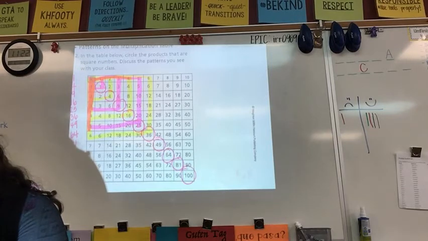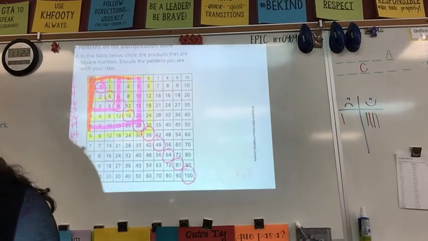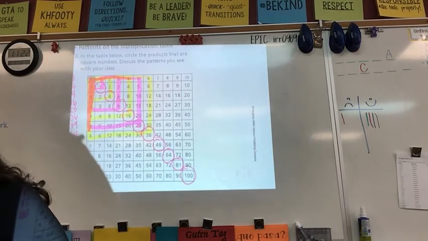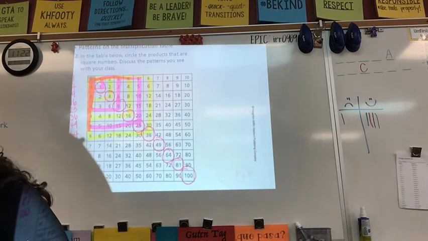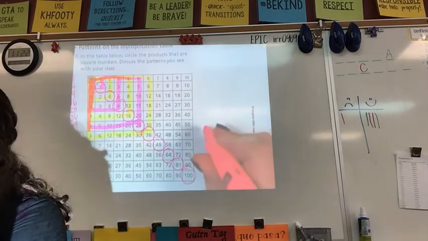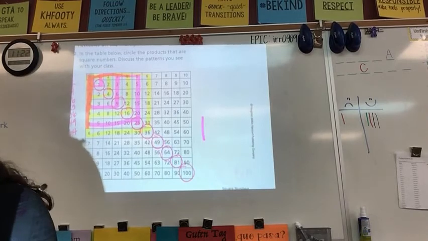Ellie, 2 times 2 equals 4. Is 4 a square number? Yes, that's going to be 1 point. Next one.